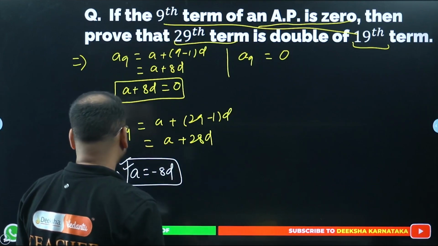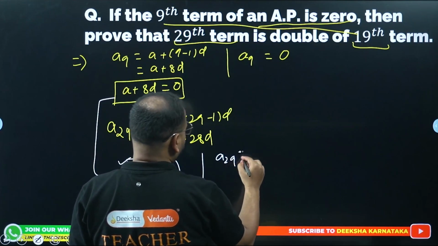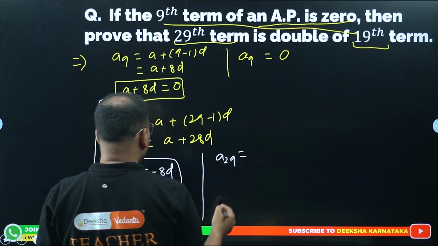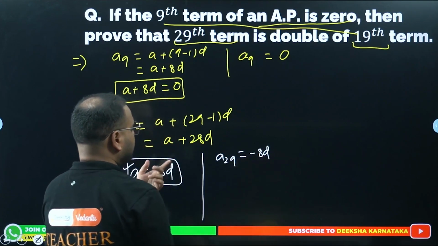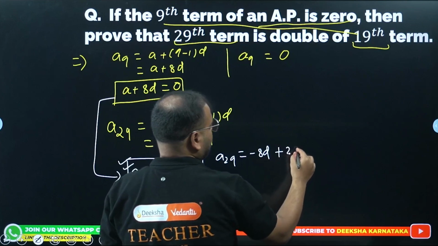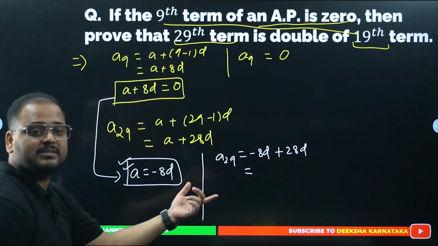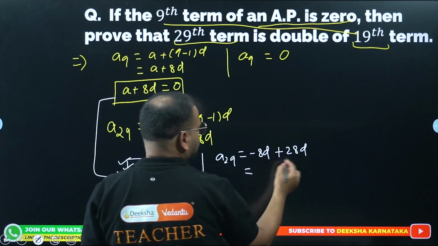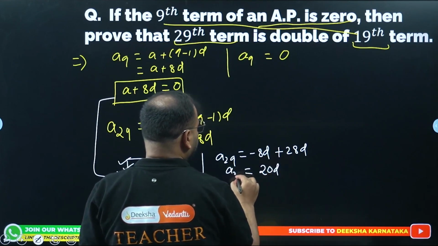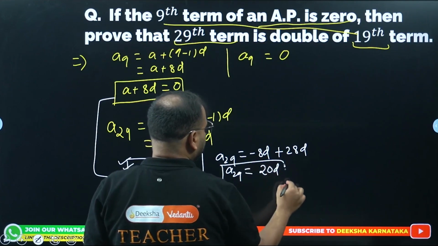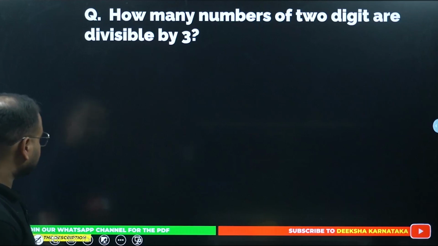Now we're going to use this in this relation A29. How will that look? A29 would be equal to A plus 28d. What is A? Minus 8d. Minus 8d plus 28d. How much is that? 28 minus 8, 20d. So we have proved that A29 is actually equal to 20 times d. So far so good. Moving on.